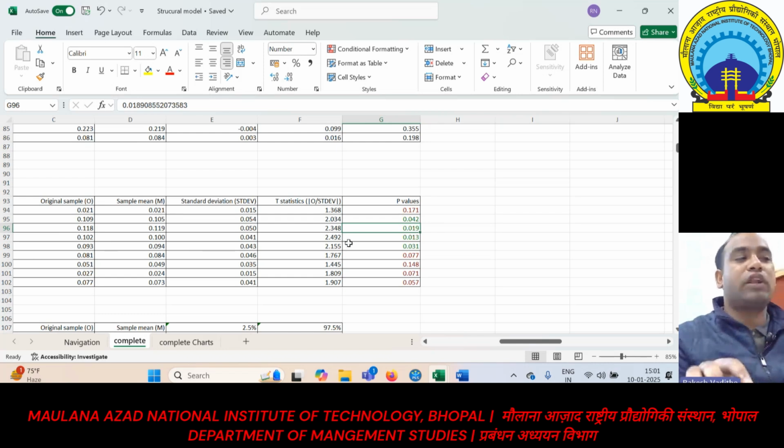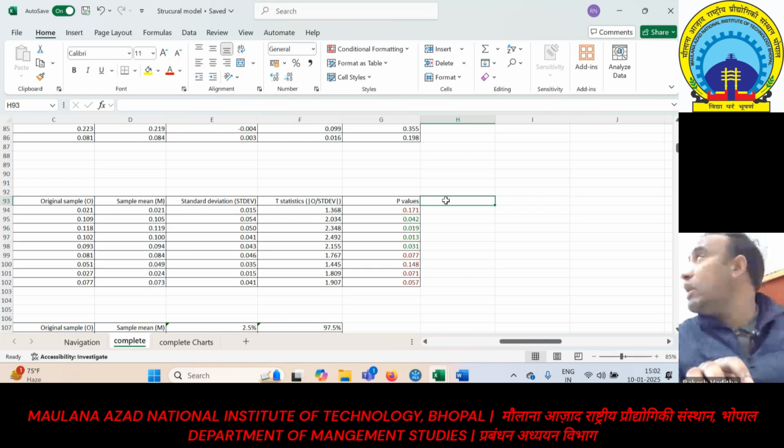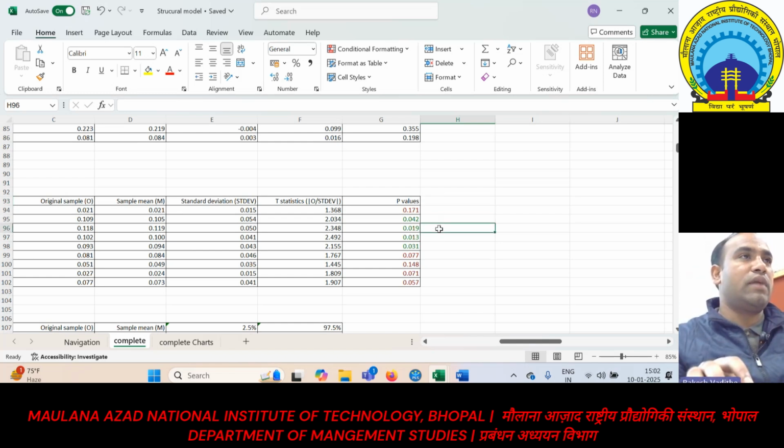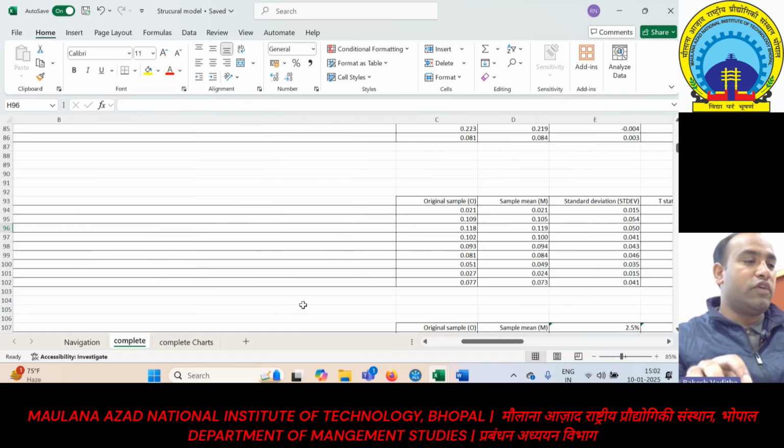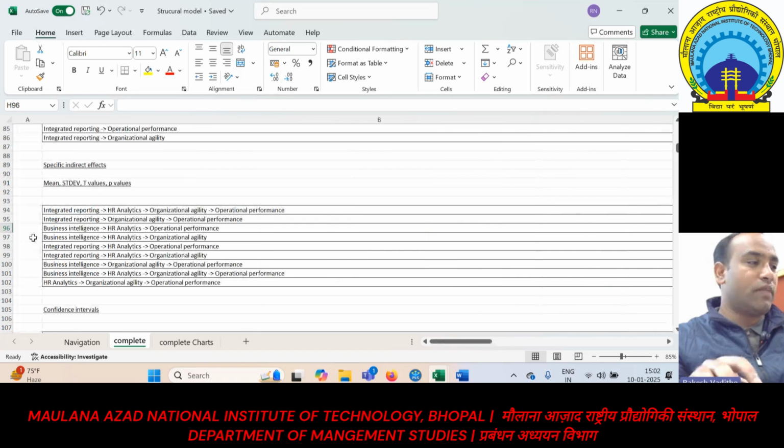The same values, whatever we mentioned in the structural direct effect, are there: original sample, mean, standard deviation, t statistics, p values. Here you have to add one column, decision or result, and make it mediator or partial mediator. You have to type it manually. Before that relation, you have to mention the hypothesis.